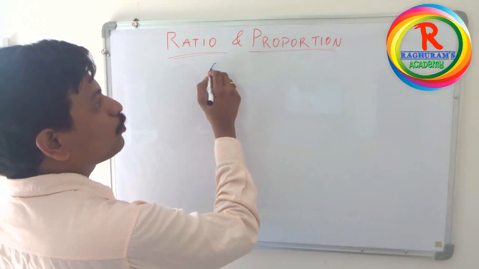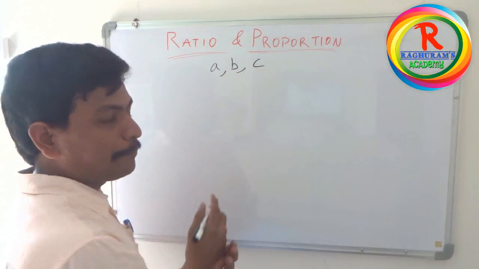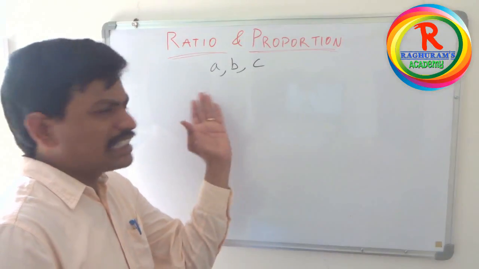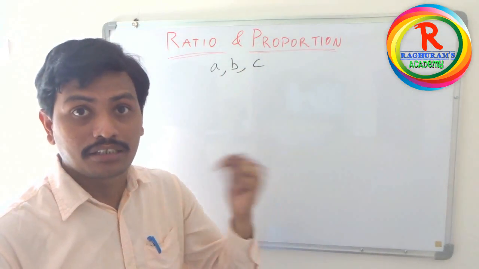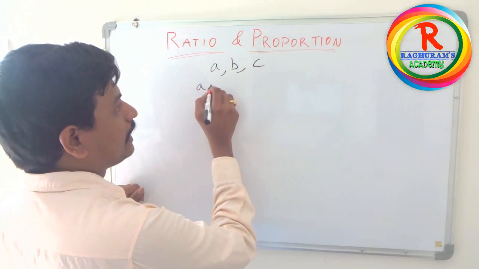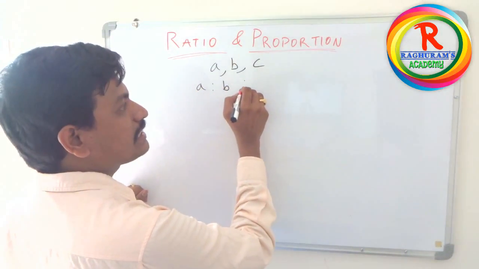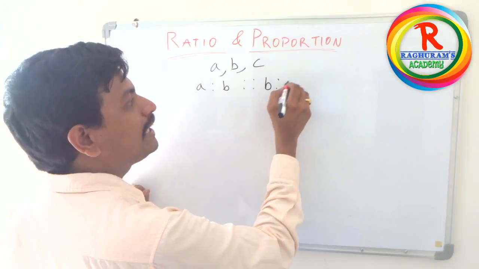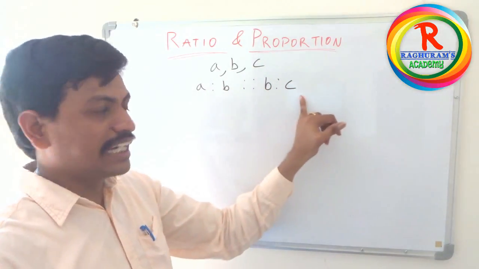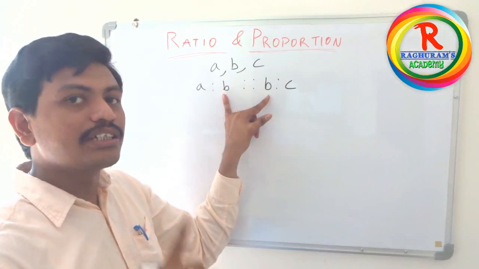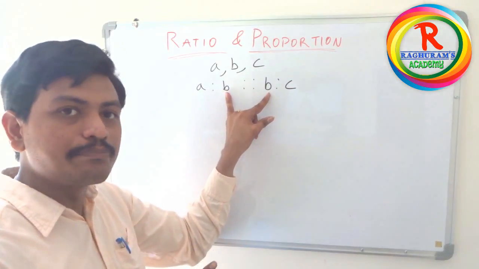They may give you only three terms, A, B, C, and say that A, B, C are in proportion. That means A is to B is the same as B is to C. That is, the mean term is only one. Here the extremes are A and C, and there is only a single mean, that is B.